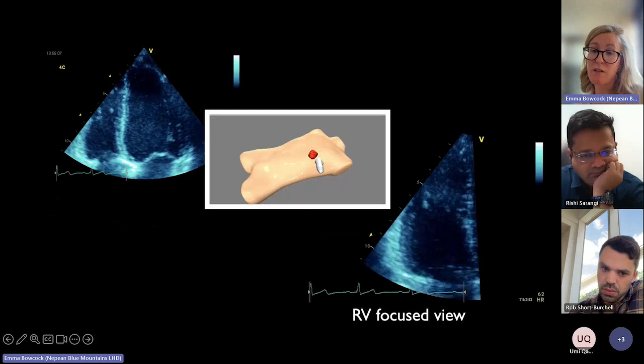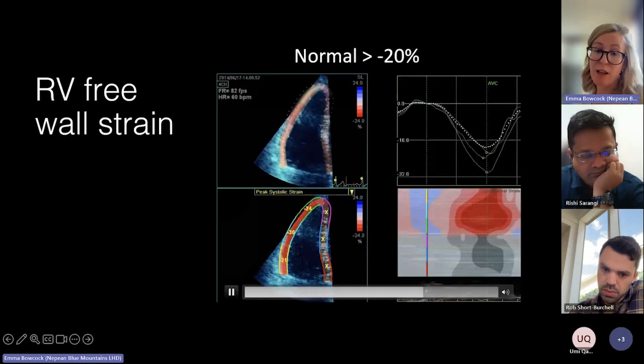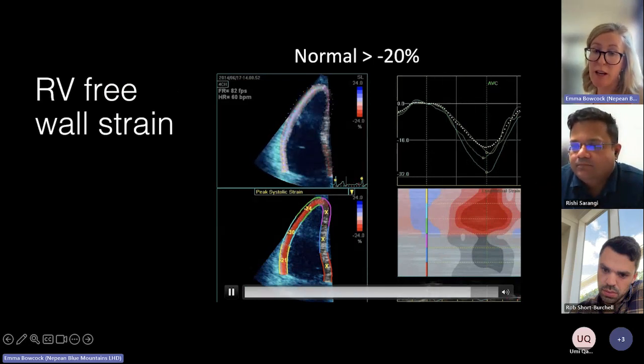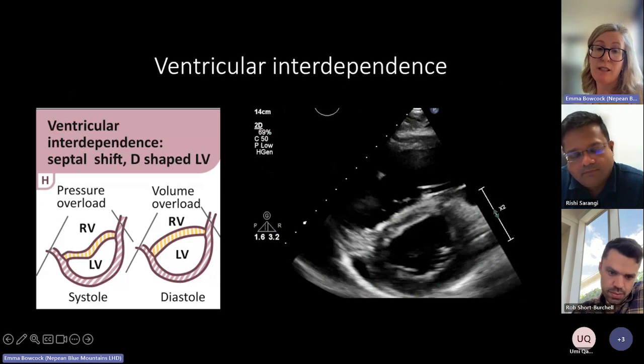You should do strain in an RV focus view, which we've talked about, and you get something that looks like this. We have the LV package on our GE machine, so we block out the septum. You get these lovely strain curves, and this is where your aortic valve closes here. So this is your peak systolic strain, just here, and then it averages that, and that's what the white curve is. And as I said, normal values are greater than -20.